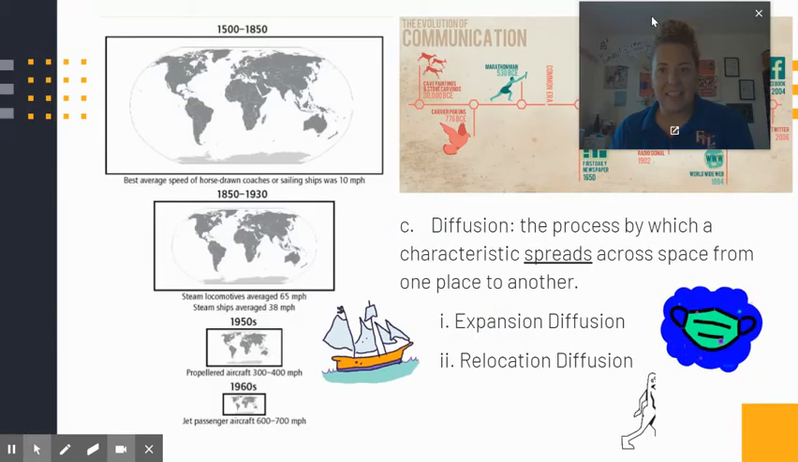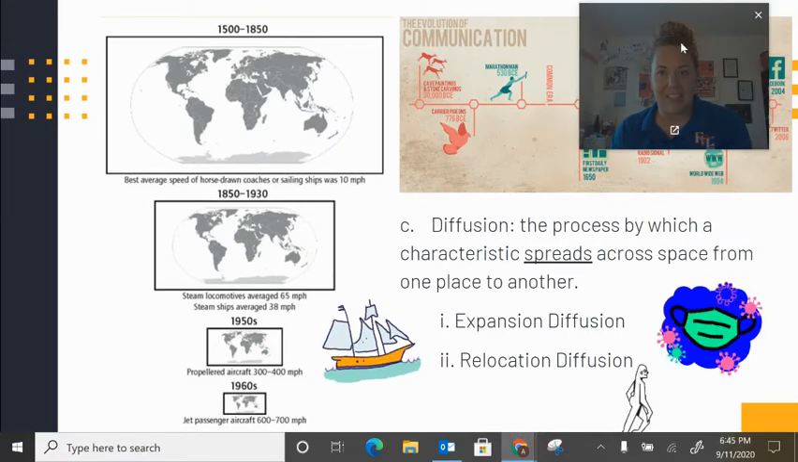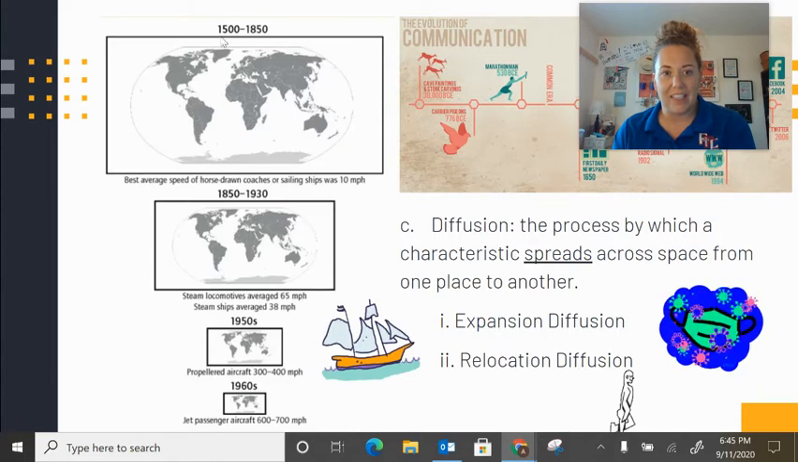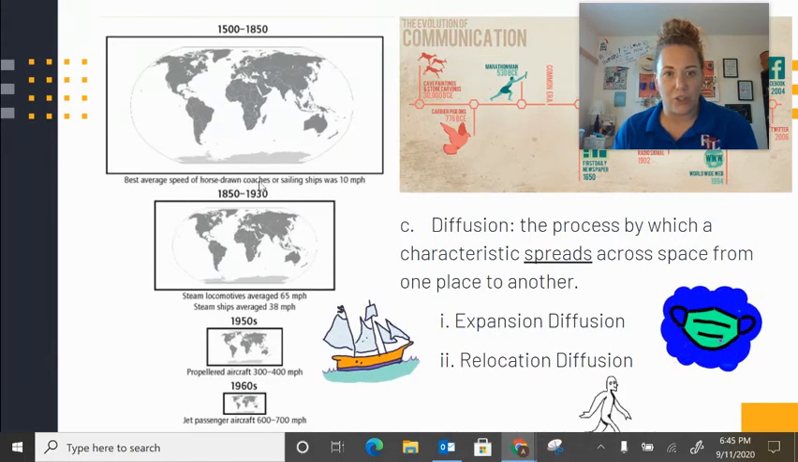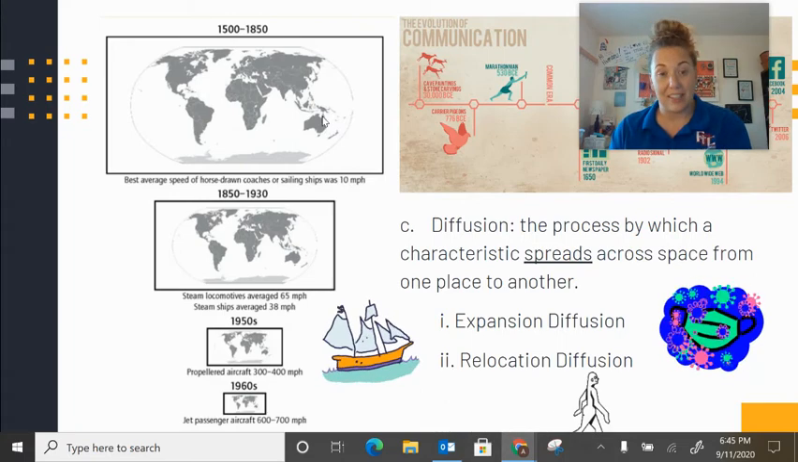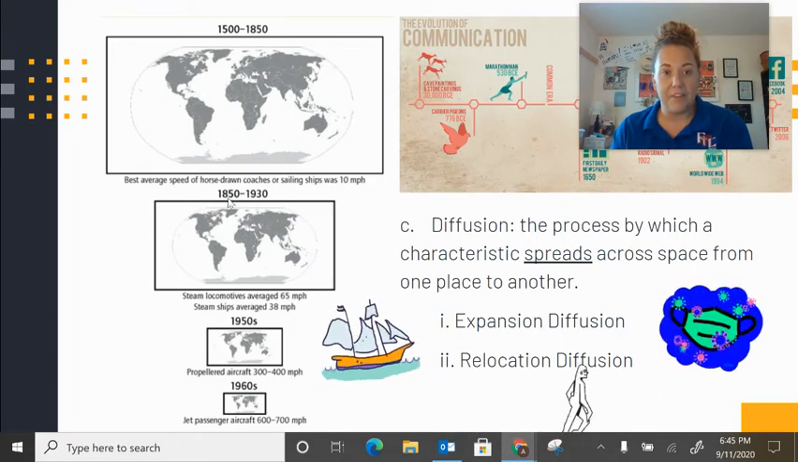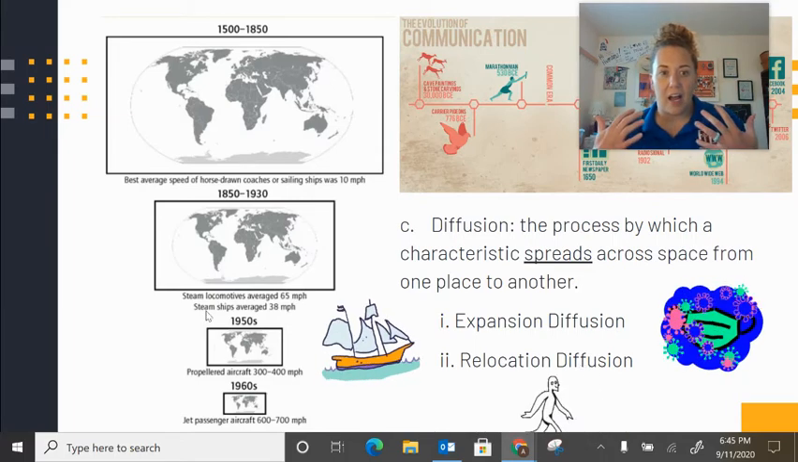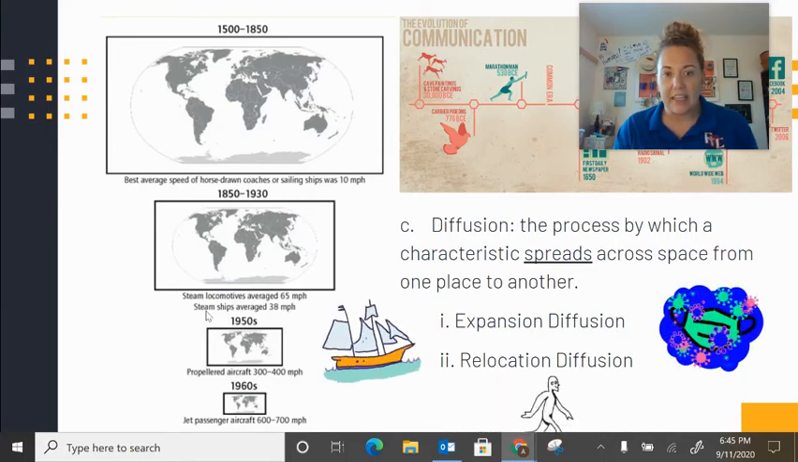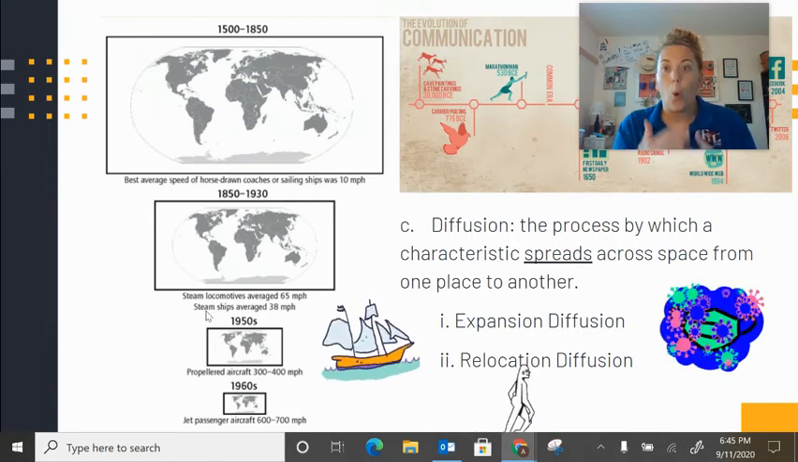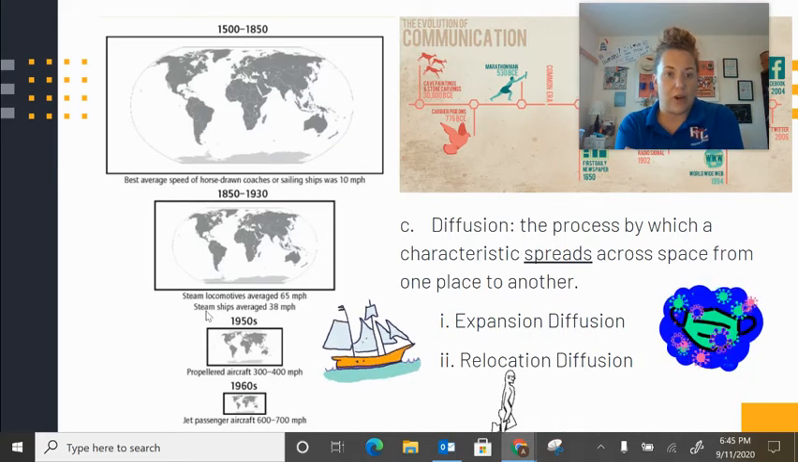Okay, some different examples here, just again of this idea of connectedness. So you can see like 1500s, the average speed of horse-drawn coaches or sailing ships was 10 miles per hour. So it was going to take you a minute to get places. Then 1850, we start to have the advent of steam locomotives. All of a sudden, trains are going 65 miles an hour and ships are going 38 miles per hour. So if you think about just how quickly that increased travel time.